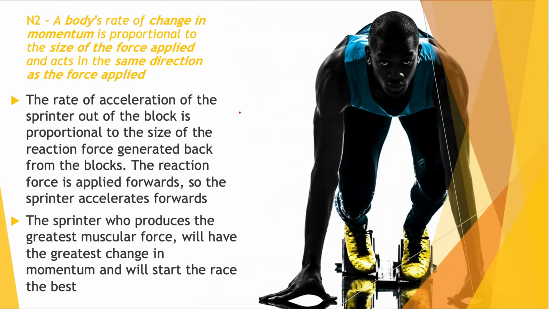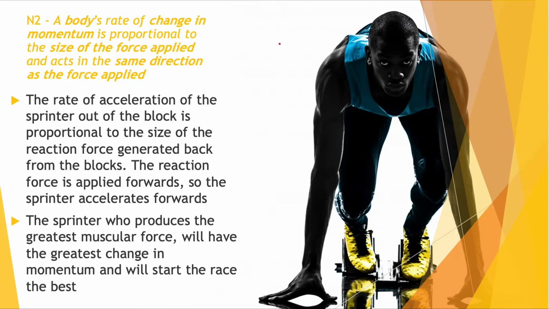Back to our sprinter. Again, start with the definition. N2, acceleration. A body's rate of change in momentum is proportional to the size of the force applied and acts in the same direction as the force applied. We're going to substitute the words again. So the rate of acceleration of the sprinter out of the blocks is proportional to the size of the reaction force generated back from the blocks. The reaction force is applied forwards, so the sprinter accelerates forwards.